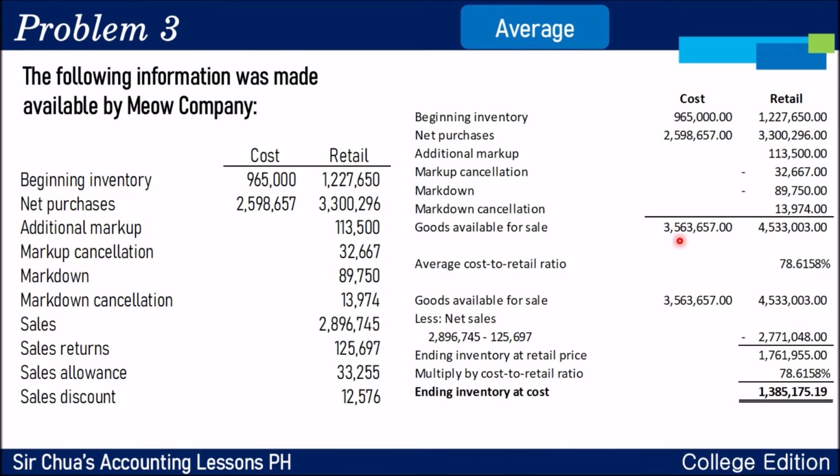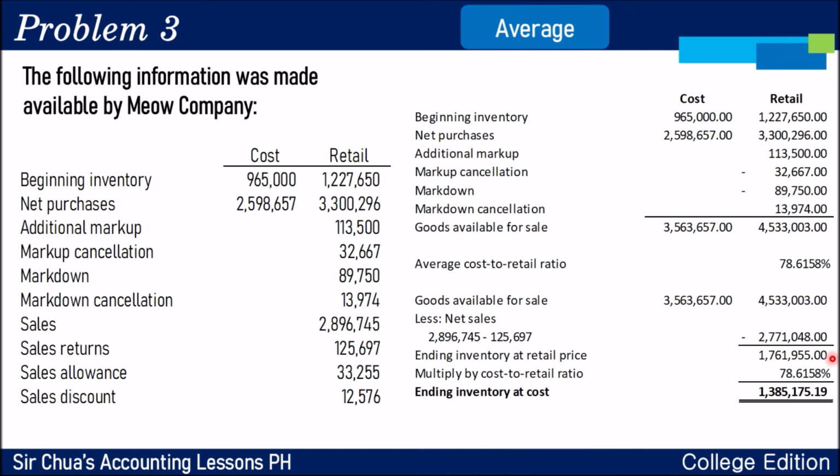Pag nakuha na po natin yung cost of goods available for sale, dun pa lang po tayo magko-compute ng cost to retail ratio. Same process, 3,563,657 divided by 4,533,003 will give you an average cost to retail ratio of 78.6158%. Bring down again your goods available for sale. This is your cost of goods available for sale at retail. Minus po natin yung net sales natin. That is your ending inventory at retail.